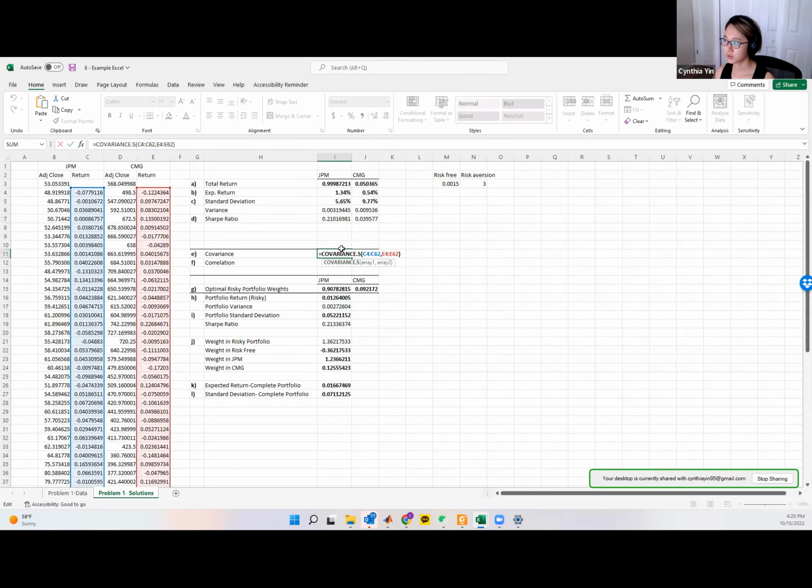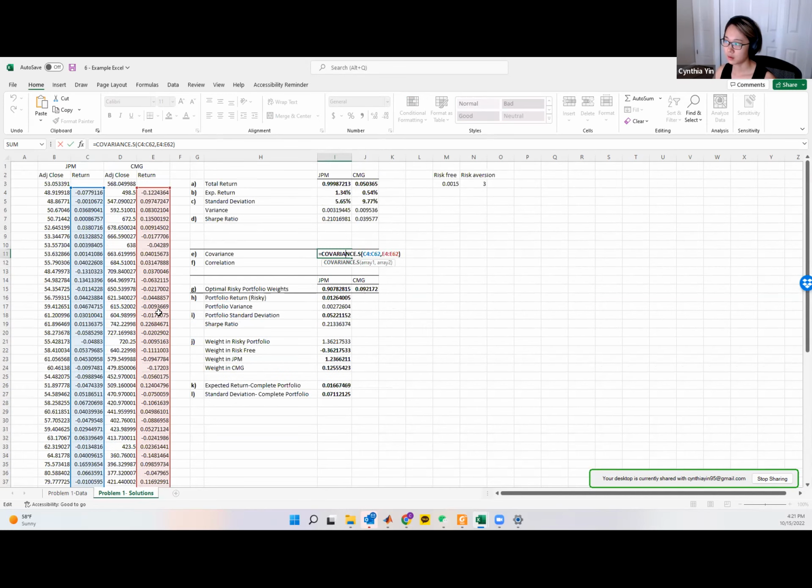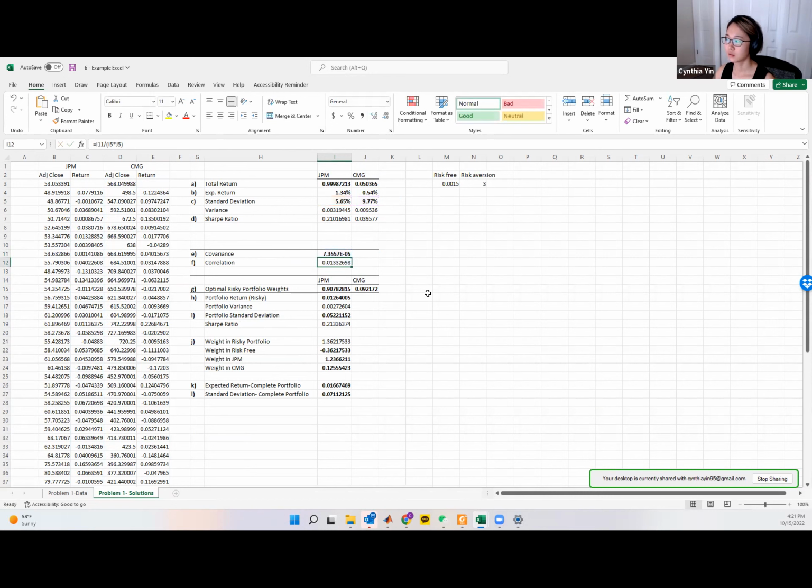Covariance, very simple, just use the COVARIANCE.S function and input these two return columns. Okay. And you can get covariance. It's pretty low actually. And the correlation between these two is the covariance divided by each standard deviation, as we covered in class. Any questions so far? No.